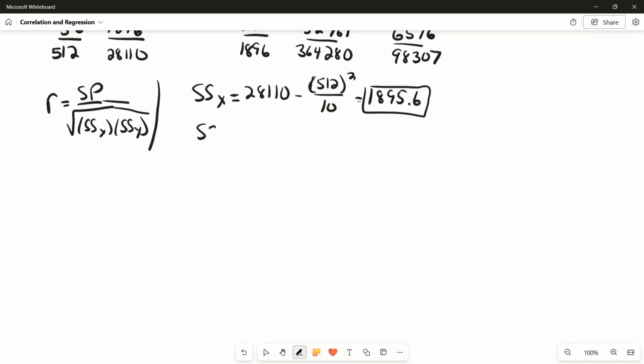And then sum of squares y is 364,280 minus 1896 squared over 10. And that simplifies to 4798.4.